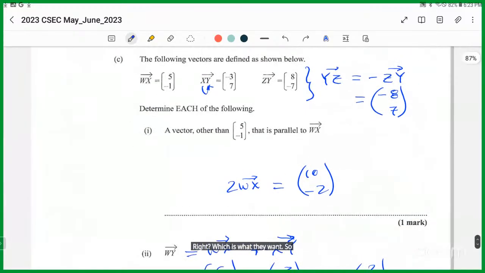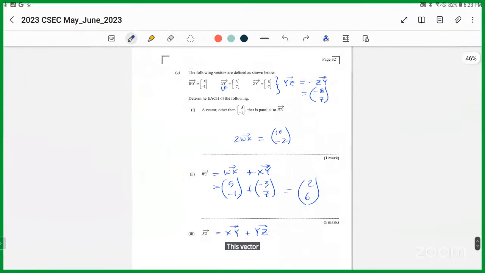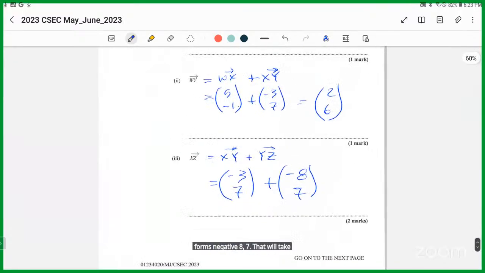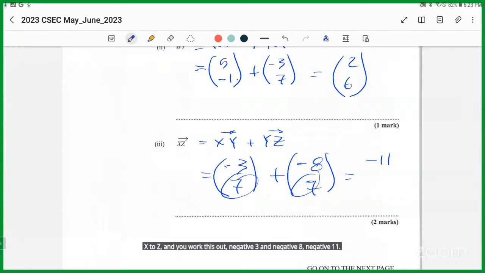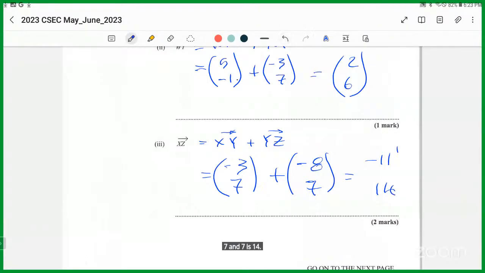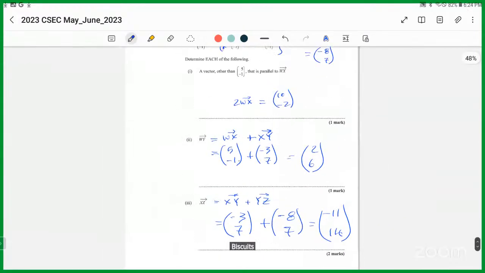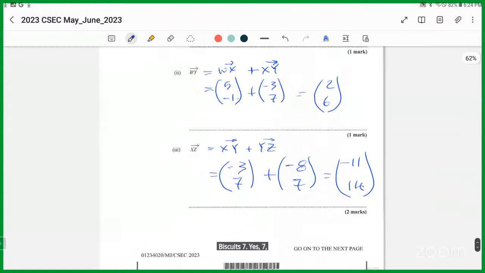So it's basically this vector, let me make it clear on the screen, this vector is your xy, which is negative 3, 7, and your yz becomes negative 8, 7. That will take you from x to z. And you work this out. Negative 3 and negative 8 is negative 11. 7 and 7 is 14. And basically, that is it. That's the answer right there.